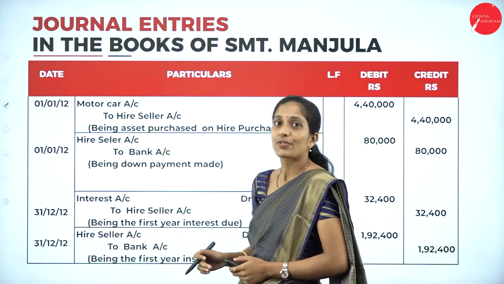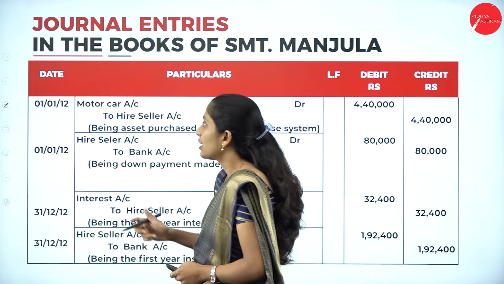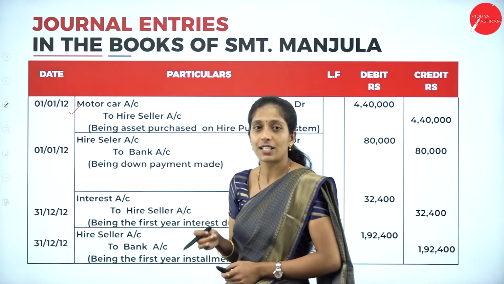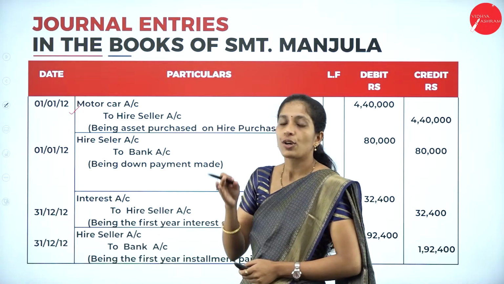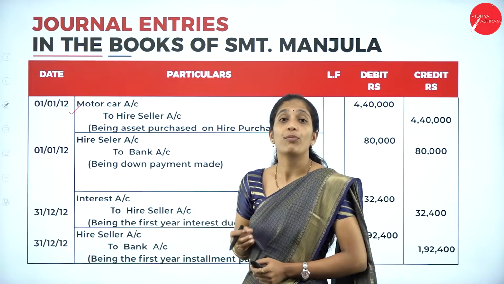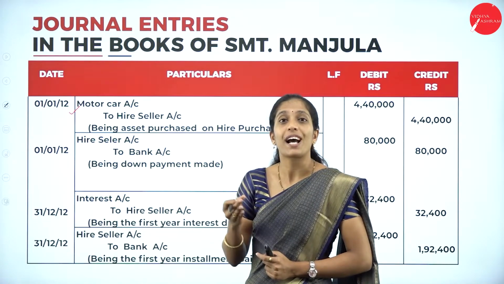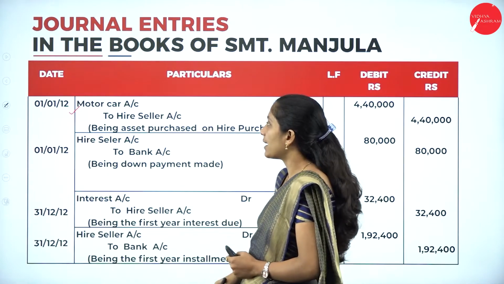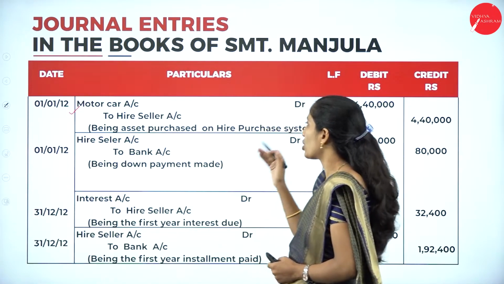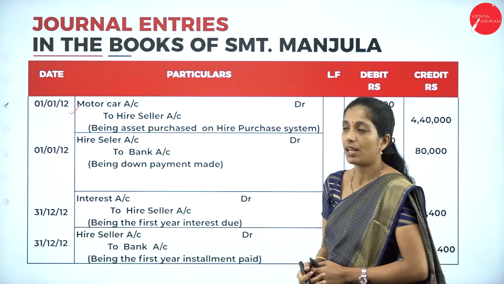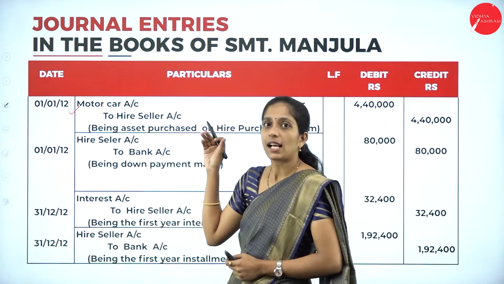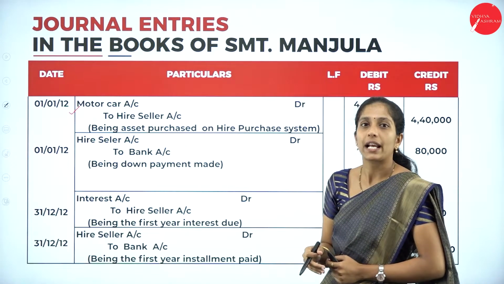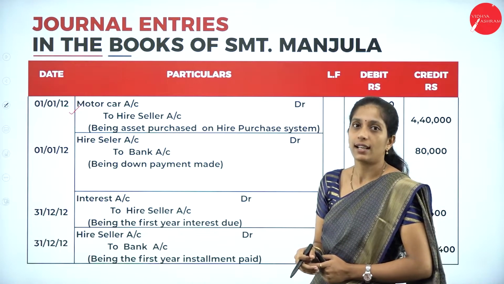So first entry is for what? Purchasing of asset. So 1/1/2012, purchased asset. Which is the asset here? Motor car. So motor car account debit. From whom is she purchasing? From the hire seller, right? So motor car account debit to hire seller account, being asset purchased on hire purchase system. So for purchasing an asset, what is the entry? Motor car account debit to hire seller account.